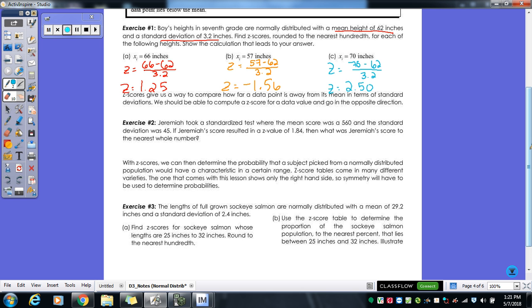So let's first look at number 2. We have Jeremiah, who took a standardized test that had a mean score of 560 and a standard deviation of 45. He doesn't remember what his score was, but he knows he has a z-score of 1.84. They want us to figure out what his actual score was, to the nearest whole number. Just like we did before, it's the same formula, only we know his z-score this time. So 1.84 is going to equal his score minus the mean, divided by your standard deviation.